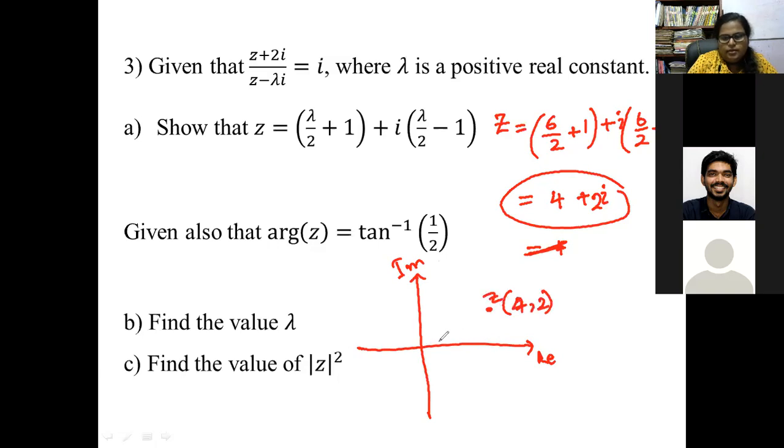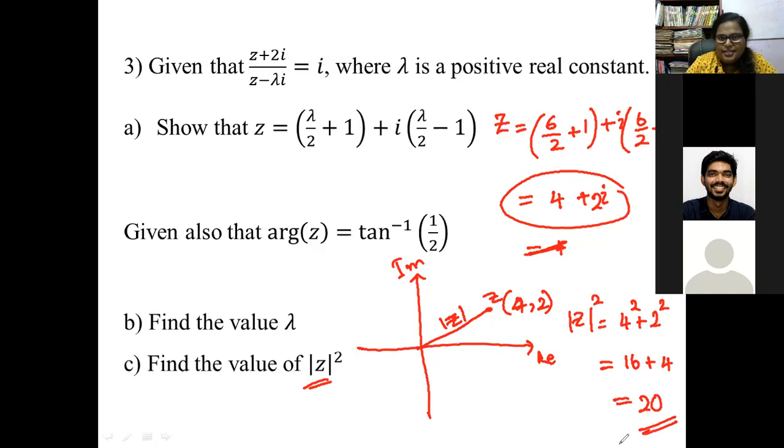So in this one we have to find the modulus of z, right? That means modulus of this z. So modulus z squared can be taken as 4 squared plus 2 squared here. So 4 squared is 16 and 2 squared is 4. So we can simplify this one as 20. So this is the z star value here. Is it clear? This is the way how we find this part C.